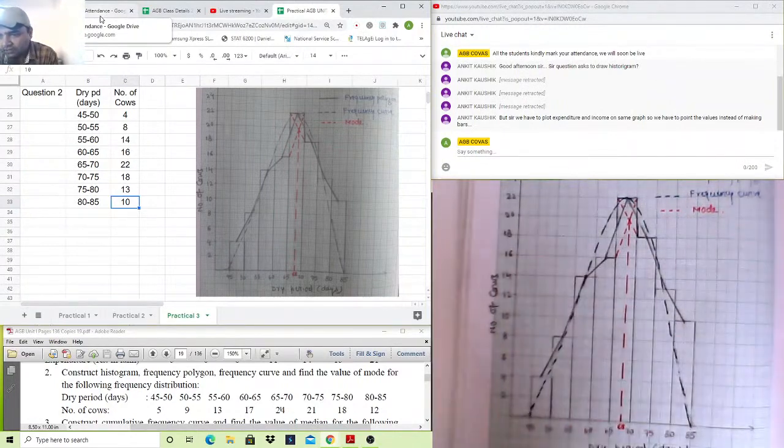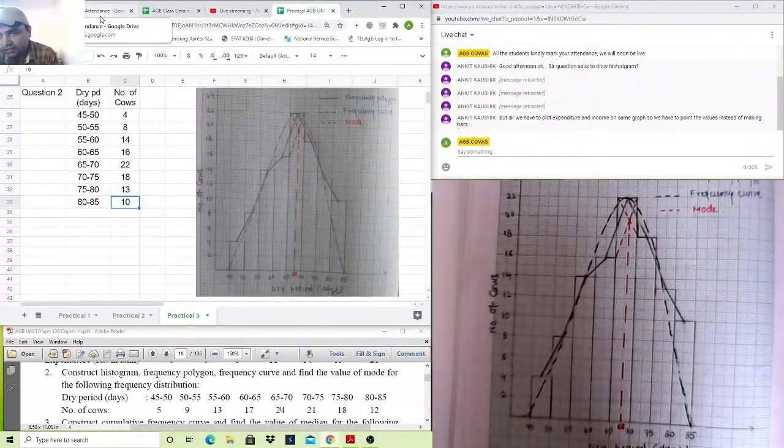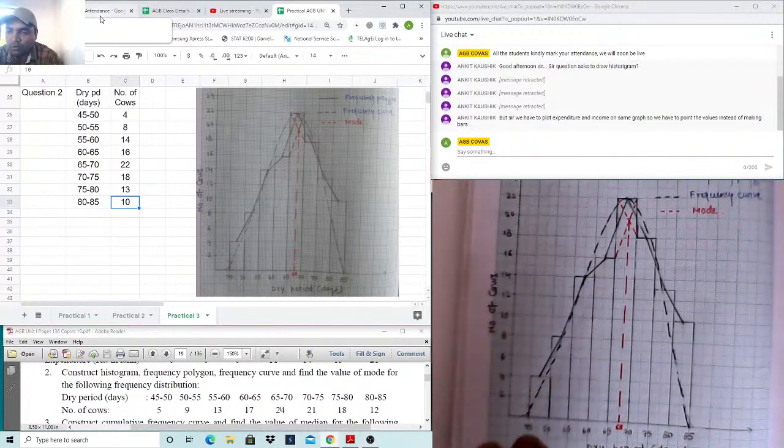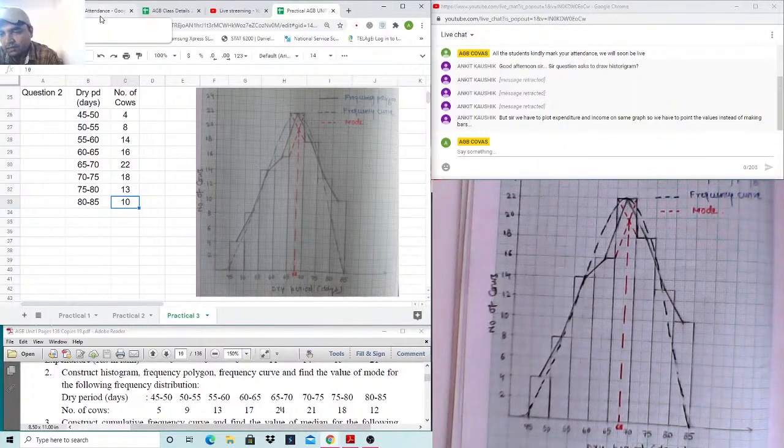And the frequency curve generally covers the area of the polygon. Okay, so this is how you can make a frequency curve. The only thing is you have to draw it freehand, and there should be no arms. So this completes your second question.